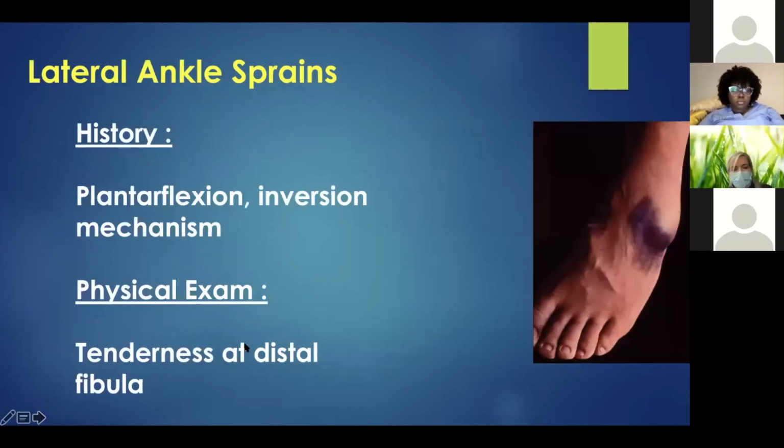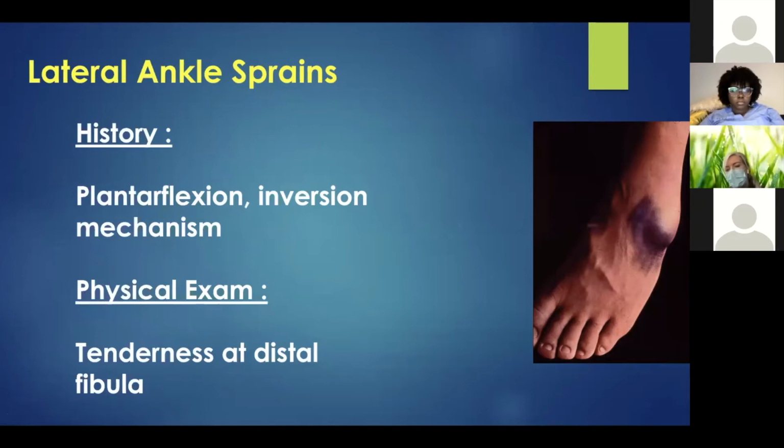So the history is usually a plantar flexion inversion mechanism, as you all know. The physical exam is really key here, especially in differentiating these other conditions that sometimes we don't want to miss. Most likely we see tenderness at the distal fibula, so you can see here anteriorly along the fibula. When we're talking about these other disorders, you just want to make sure that you do a really good physical exam.